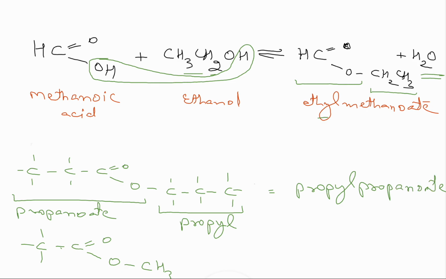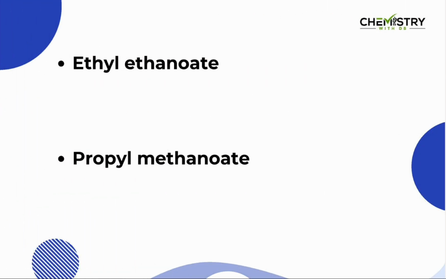Let's take another example. For example, this one. So in here we can see that this part is a methyl, which is next to oxygen, and this part has come from the carboxylic acid. The relevant carboxylic acid from which this ester was made was ethanoic acid, so therefore this part is the ethanoate. So while naming this we would call it methyl ethanoate.